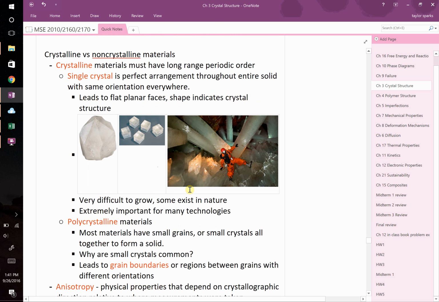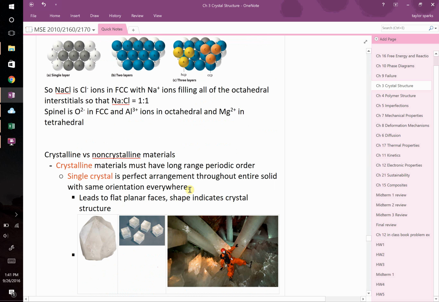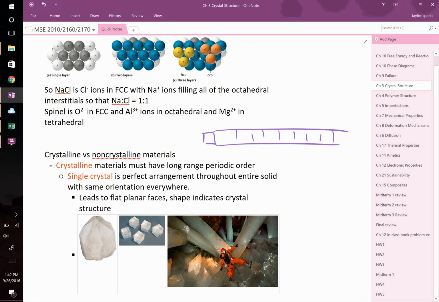Okay, next up we've got 5 minutes left, so let's just talk about crystalline versus non-crystalline materials briefly. A crystalline material has to have long-range periodic order. So basically we took our little cubic unit cell, and we just repeated it over and over and over and over, right? That has some sort of long-range periodic order. Not all materials have that. Glass is the most common one that we use all the time that doesn't have that. Rather than having long-range order, glass has short-range order.